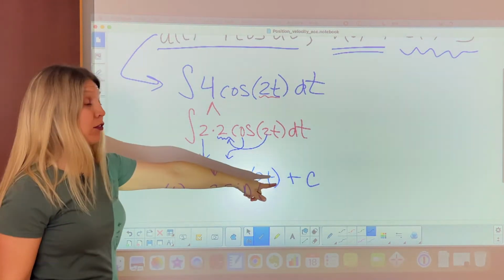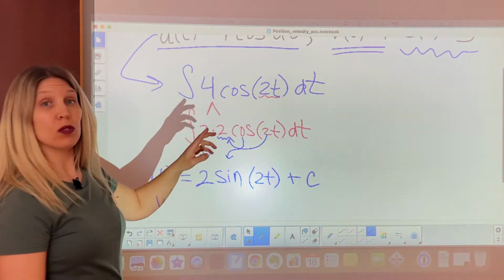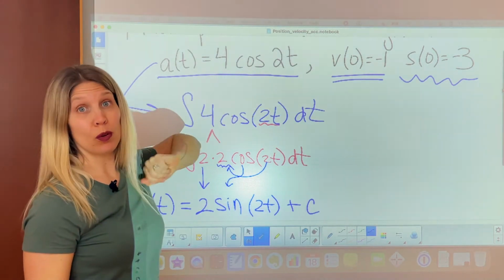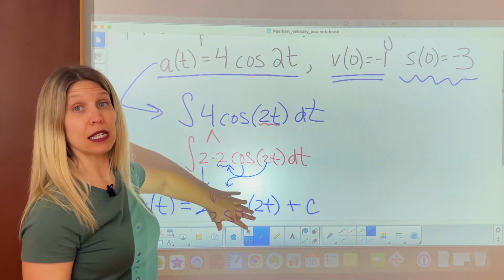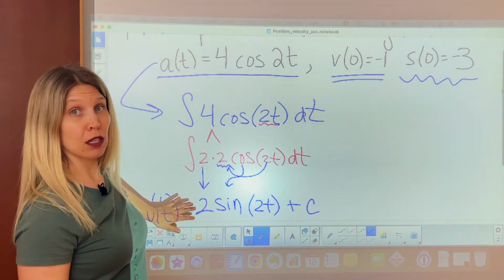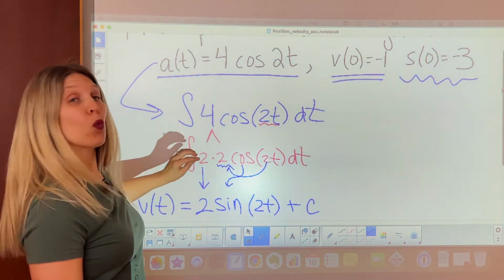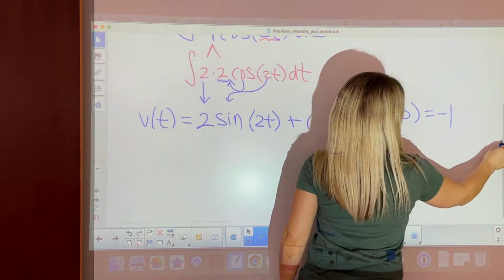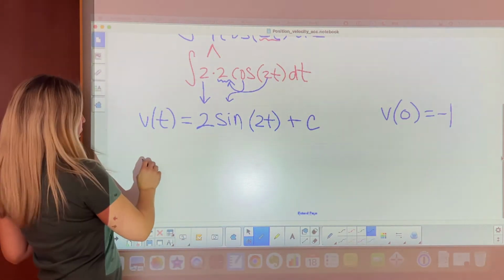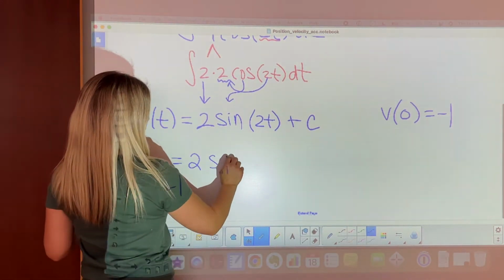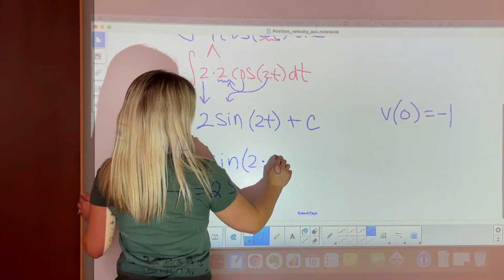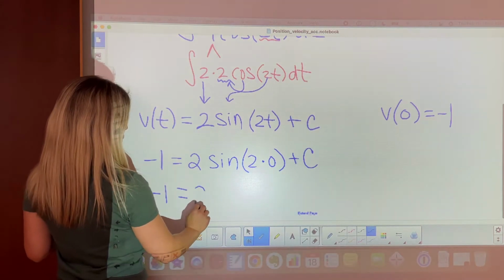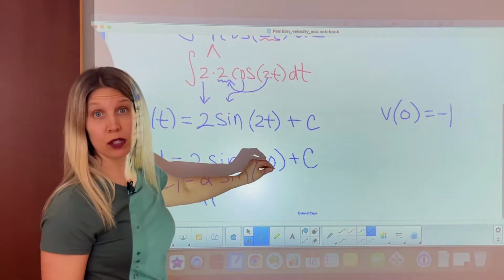But from here, we need to figure out what that C is. So we're going to use the information from above. We had this information right up here: V of 0 equals negative 1. So I'm going to plug in 0 for my t. Negative 1 is what my velocity equation equals, and we're going to solve for C. That's how we're going to find our C value. So negative 1 equals 2 sine of 2 times 0 plus C. Negative 1 equals 2 times, now 2 times 0 is 0, sine of 0.